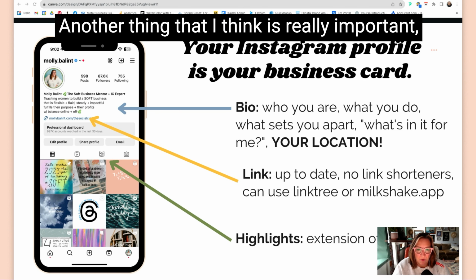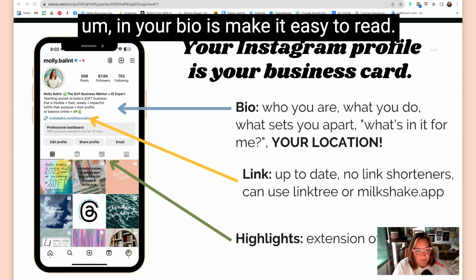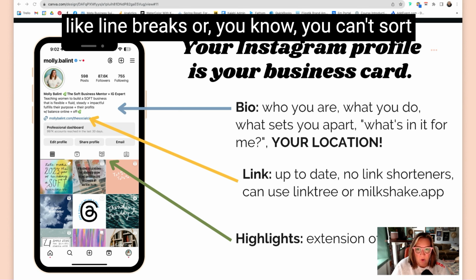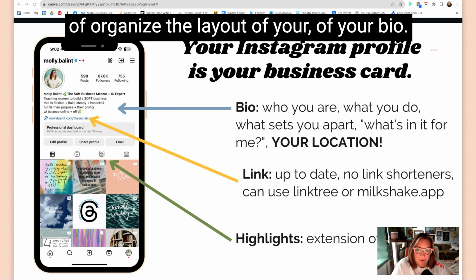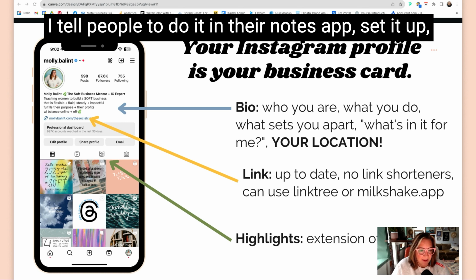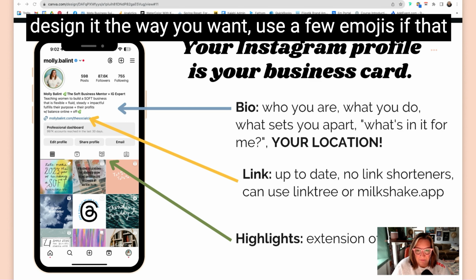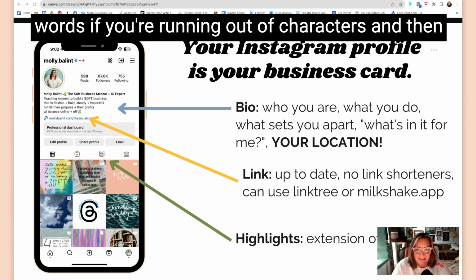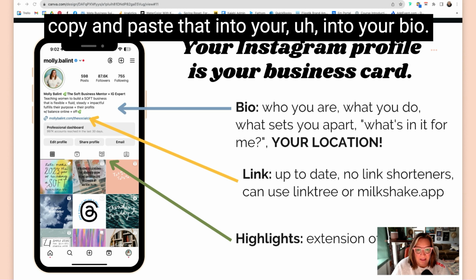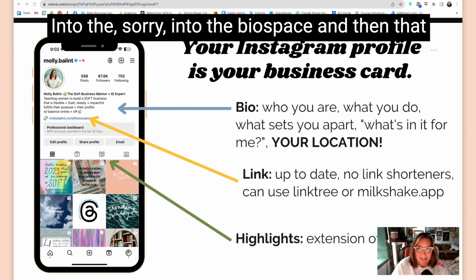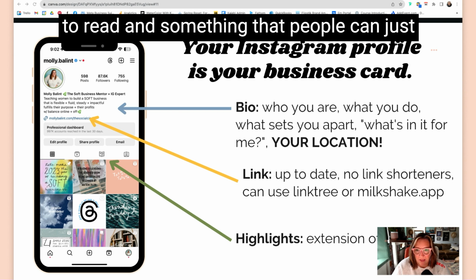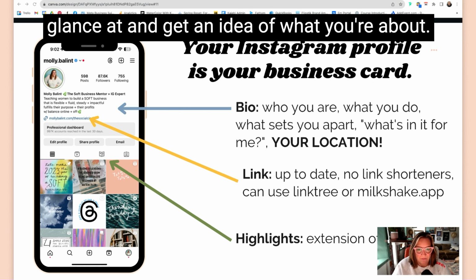Another thing that I think is really important in your bio is to make it easy to read. Instagram often won't give you line breaks, or you can't organize the layout of your bio. I tell people to do it in their notes app. Set it up, design it the way you want, use a few emojis if that helps you, or use emojis to represent words if you're running out of characters, and then copy and paste that into your bio. That way you can design it and make it easy to read, something that people can just glance at and get an idea of what you're about.